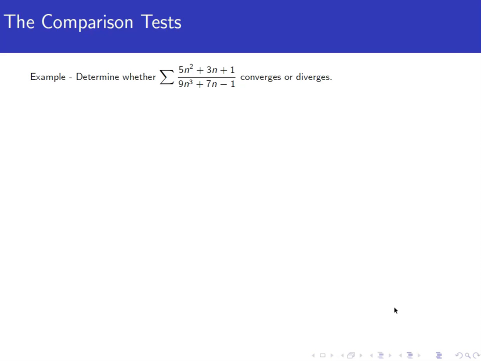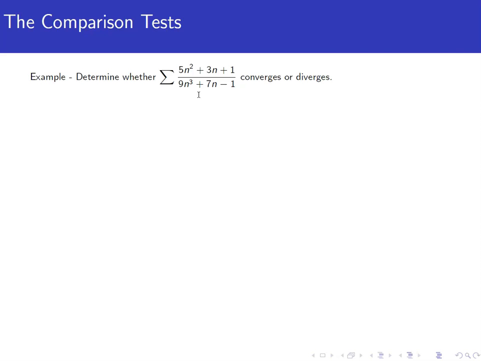It's a little harder to use the direct comparison test on this one because I don't have a real good handle on what's going on, especially with the minus 1 and all of these other things. So it's a lot easier to compare this to something that we know converges or diverges, but do a limit instead so that we don't have to worry about which way the inequalities go at any given point. All right, so let's look at this.